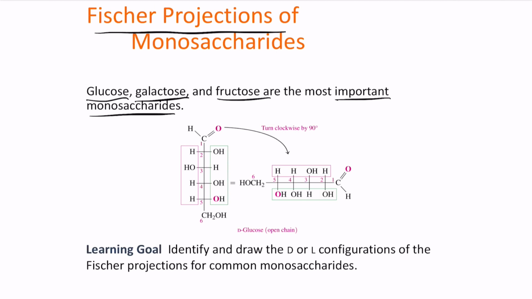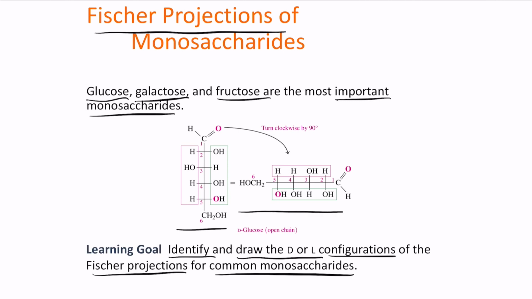And in this section, we'll learn to identify and draw the D or L configuration of Fischer projections for common monosaccharides. So remember that they are isomers, and the isomers can be represented by using the D or L method. DL classification is a part of classifying monosaccharides on the basis of their Fischer projection. The first thing that we need to do is take the sugar structure and turn it clockwise by 90 degrees. When you turn it clockwise by 90 degrees, we are always noting down the carbon numbering from the carbon that contains the carbonyl group. So here it's an aldohexose, so it becomes numbered from there.